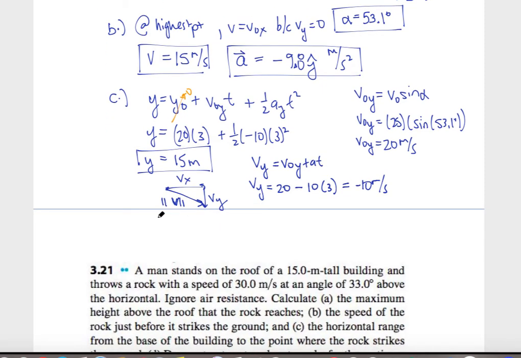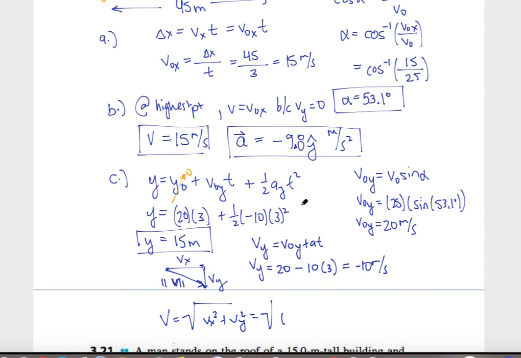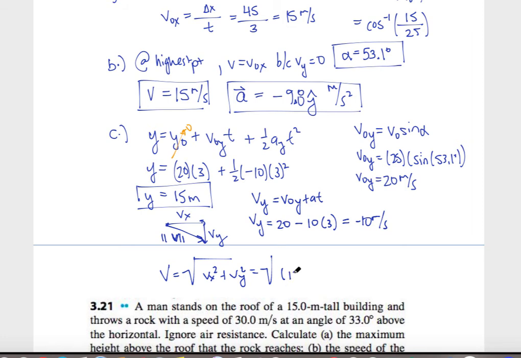In finding the magnitude, I'm going to do the square root of Vx squared plus Vy squared, which will be the square root of, so V naught x was 15. Actually, Vx and V naught x are the same. 15 and negative 10 meters per second, squared. And so the magnitude of this velocity vector, or the speed of the object, is going to be about 18 meters per second.